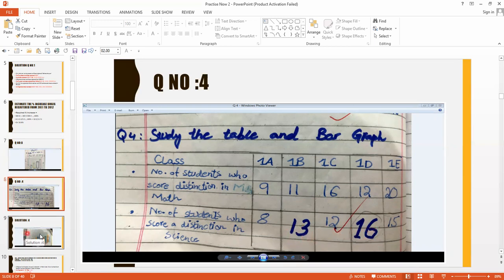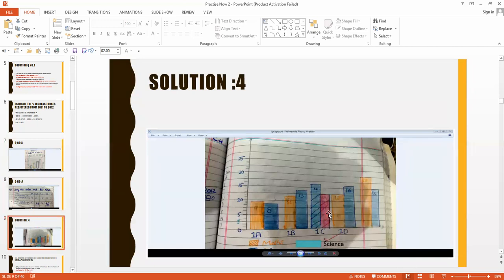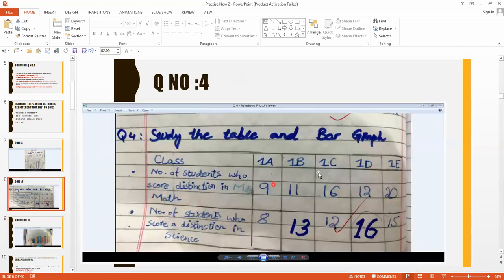Now we come to the graph. In the graph, 2 bars are not drawn. So I have to use this red for showing this. 1C is not drawn, so I have to use these 2 colors. For maths, they have to use this light blue color. So for maths, after seeing the value from the table, for 1C, how many students got distinction? 16. And in science, how many students got distinction?